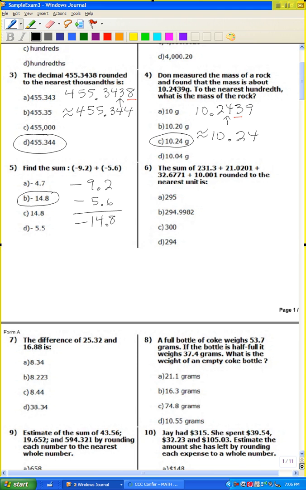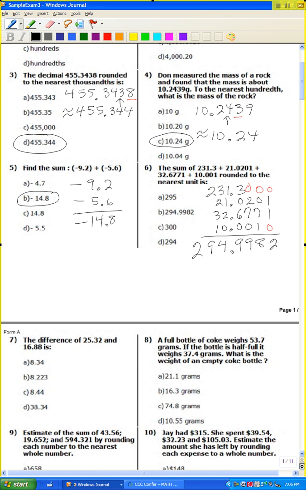Let me do problem number 6. The sum of 2, 3, 1.3, 21.0201, 32.6771, 10.001. Let me add some extra zeros here so I can line up things. So let's add this. So that'll be a 2, 8, 9, 9.4, 9, 2.